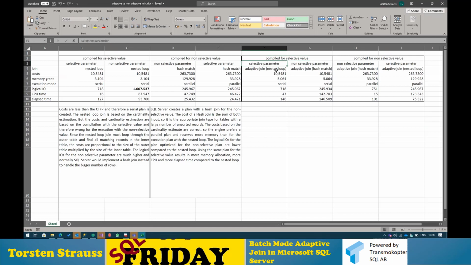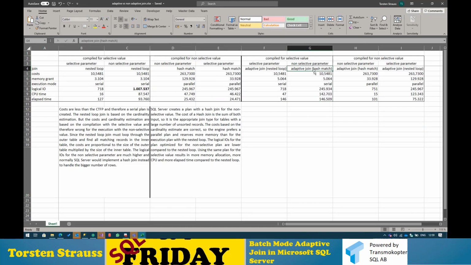For a selective parameter, we can see that the numbers here are mainly the same as we already know from the first execution of the stored procedure without an adaptive join. The memory grant is a little bit higher, but who cares? That's perfectly fine. Now I execute the same stored procedure without recompiling, and now you understand that we will have another plan in cache, which is optimized for the non-selective parameter.